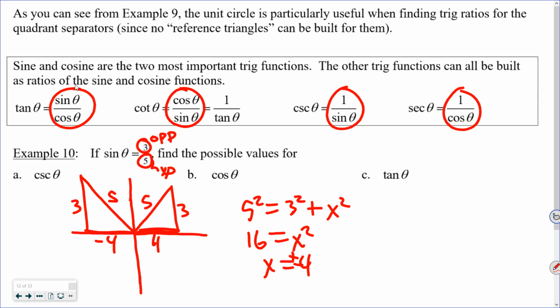Okay, to find the cosecant, that one's easy because if the sine's 3/5, the cosecant's the reciprocal. It has to be 5/3.